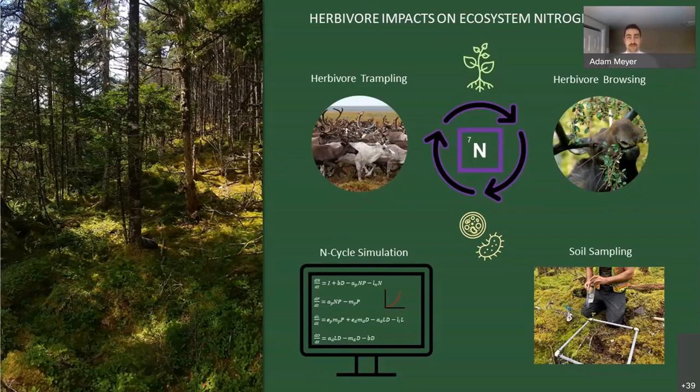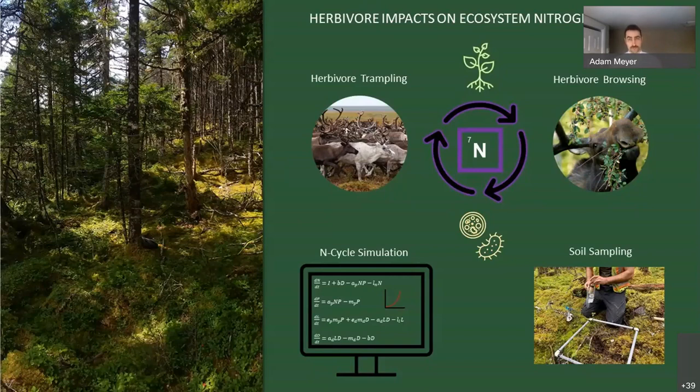For my PhD, I used differential equations to simulate the effects of herbivores on the nitrogen cycle. I discovered that the impacts of herbivore trampling on soil and soil microbes can theoretically explain these contradictory patterns. And this summer, I started testing my theory in the field.